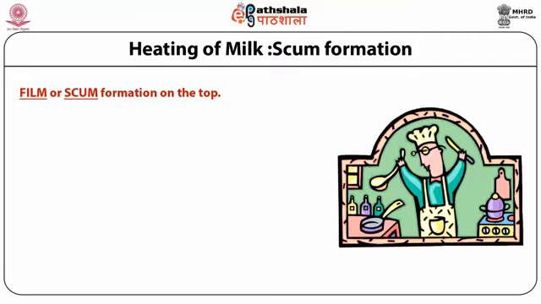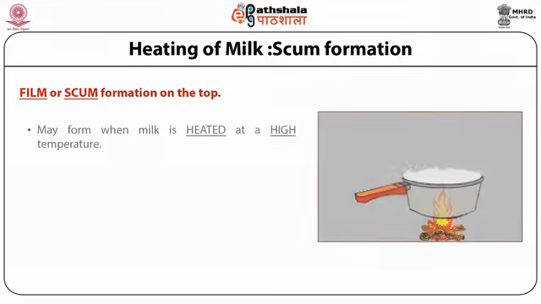and all of us cherish this malai after putting it in tea, coffee, or other sweets. What is this malai? This malai or scum is a film of protein, and it is formed when milk is heated at a high temperature.